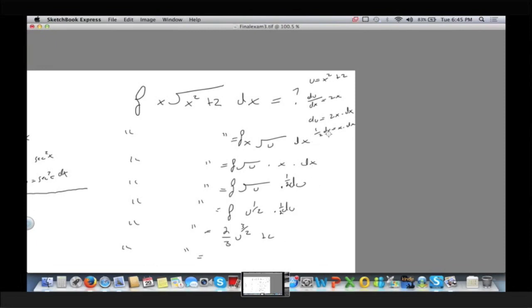For x dx, we're substituting in 1/2 du. Good. So why was your original approach wrong? Because before you were substituting in du. But du is not the right substitution. The right substitution is 1/2 du. Okay.